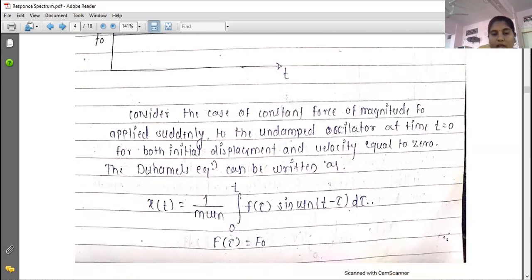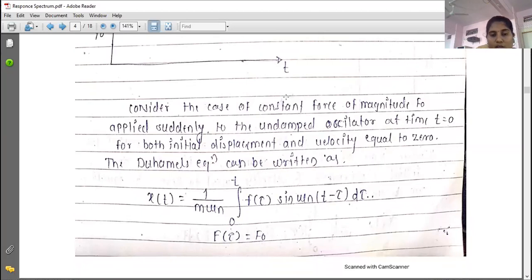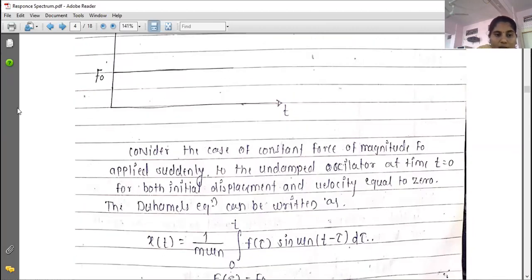And if we apply the boundary conditions at the initial condition, the initial displacement and the velocity both are 0 at time t equal to 0. So you can see here from this figure, at this initial condition, the time t is equal to 0. So at that time, the velocity will be equal to 0 and the displacement is also 0.